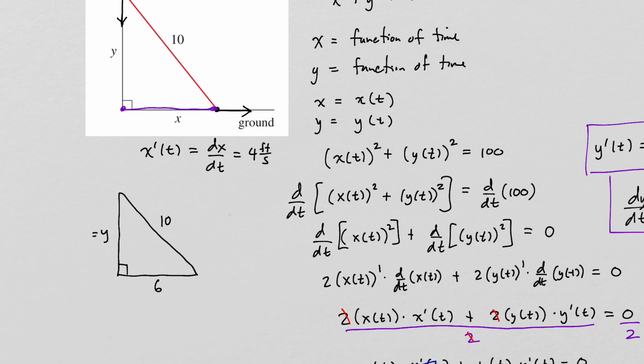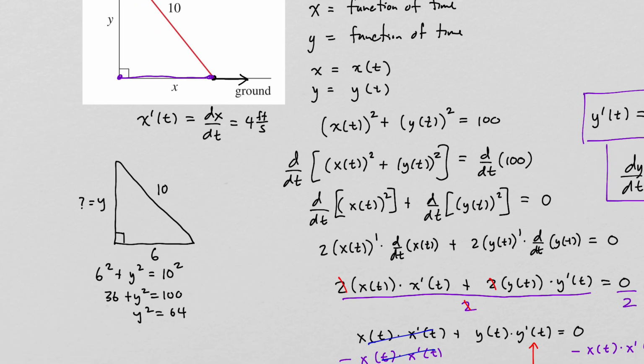And then we can solve for what y would be at that moment. Because we know that 6 squared plus y squared is equal to 10 squared. And that's 36 plus y squared is 100, or y squared equals 64. And that means that y is 8 at that moment. So at the moment that the bottom of the ladder is 6 feet from the wall, the top of the ladder will be 8 feet from the floor.